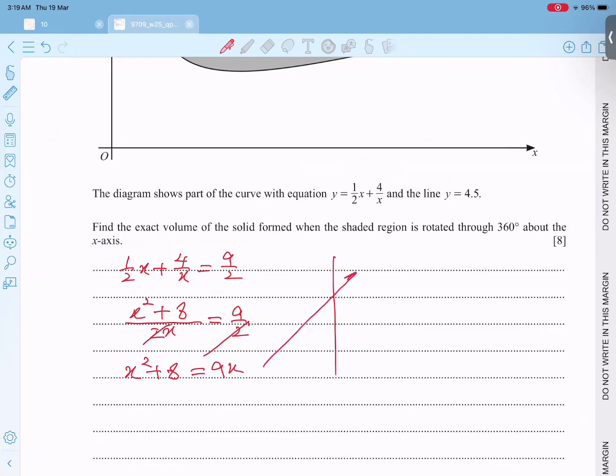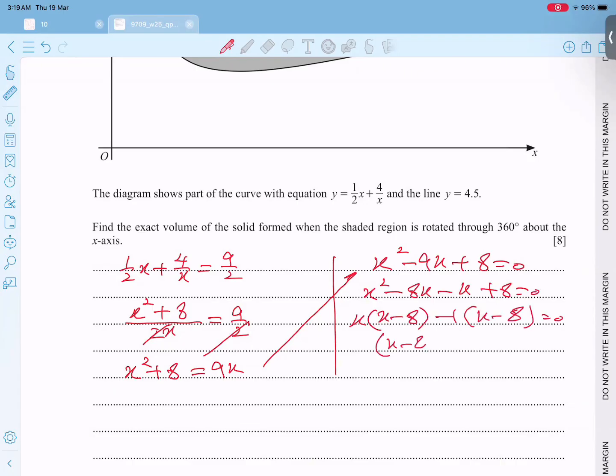So the equation is x squared minus 9x plus 8 equals 0. I'm going to factorize it. 8 ones are 8, negative 8, negative 1x, and plus 8 equals 0. And x common, I get x minus 8, minus 1 common, x minus 8 equal to 0. And I am getting two answers here. One answer is 1 and one answer is 8.